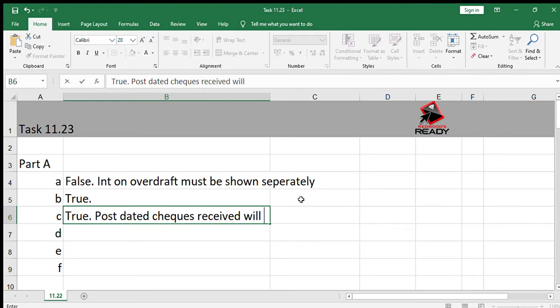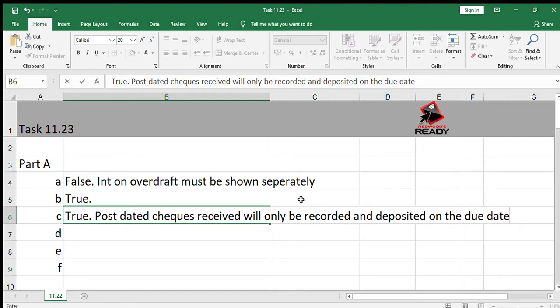will only be recorded and deposited on the due date. Okay, so post-dated checks which we receive, we do nothing with them. We do not record them in the CRJ. We do not deposit them in the bank. We keep them in the post-dated checks register and only deposit and record it on the date they fall due.